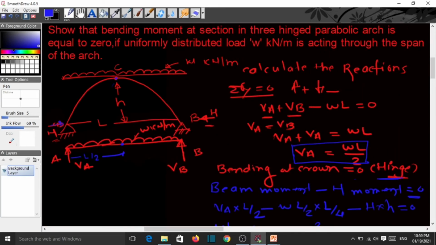The question is: the bending moment at any point in the arch is 0 when it is subjected to UDL throughout the length. So now we are taking the bending moment at any section X. Always we know the bending moment at any section X is equal to the beam moment minus the thrust moment, or H moment. So first we write the beam moment.